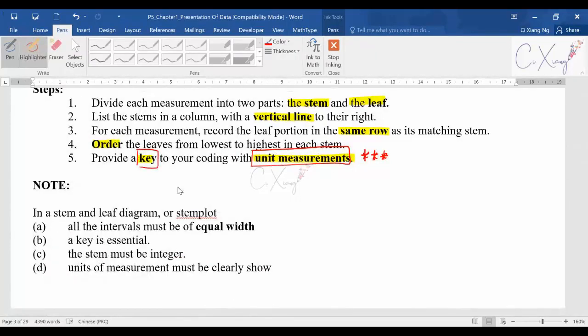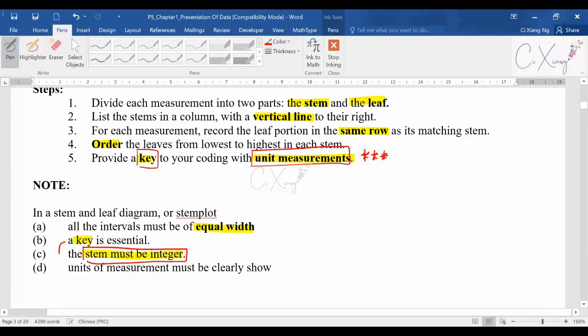In a stem and leaf diagram or stem plot, you have to make sure that all the intervals must be of equal width. Equal width means, later I will show you, the stem must be an integer. Highlight this one. And when you are stating the key, the unit of measurement must be clearly shown. These are things that you need to know. The notes here are quite important, every single point here is very important.